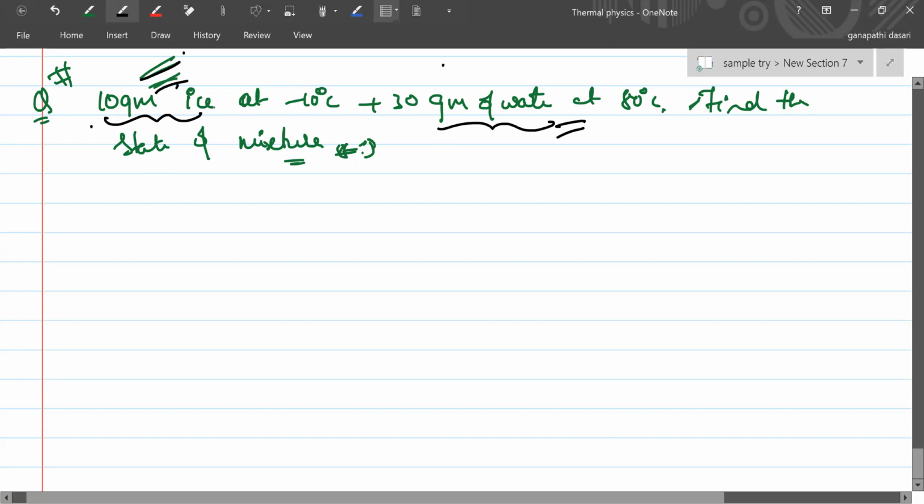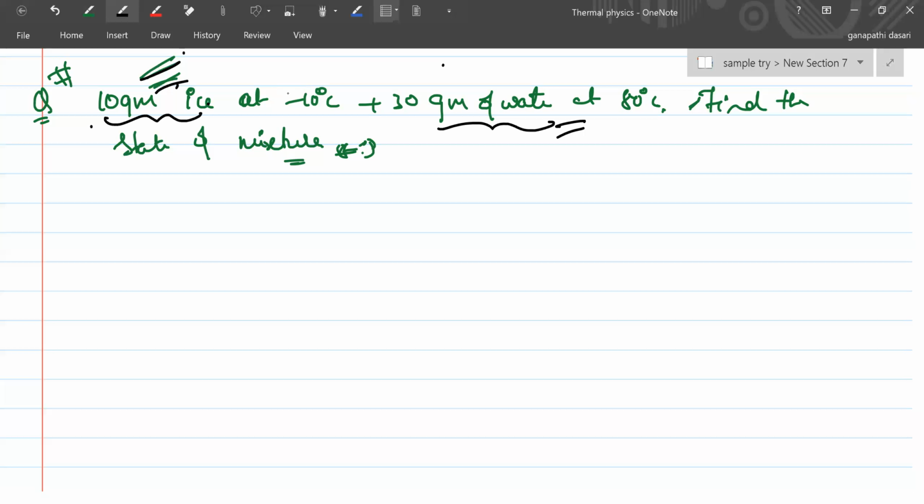So I say, see, first suppose ice is getting converted into water. Will it get converted or not? We need to check, right? Is the required energy for the ice to get converted into water available? Will the water have the required energy there?